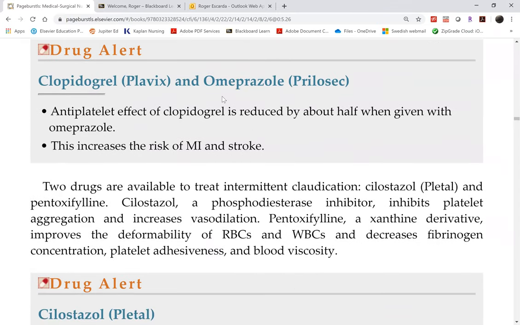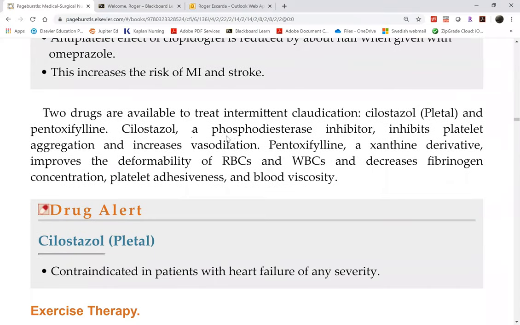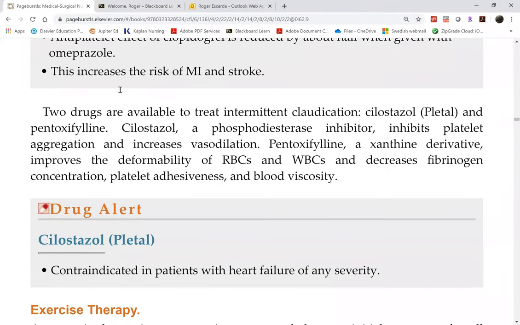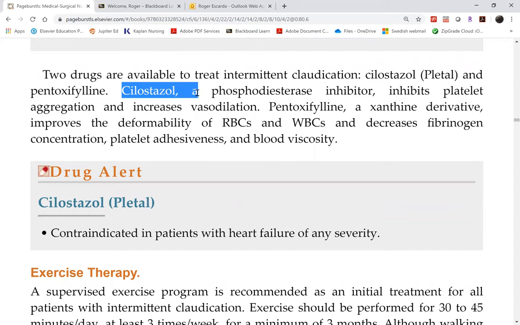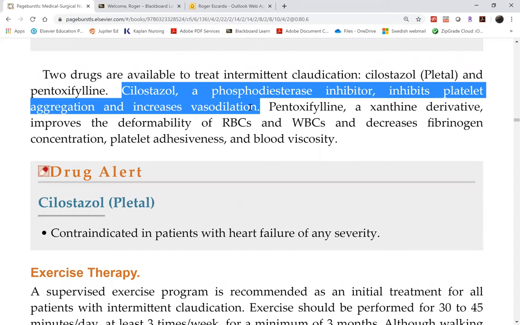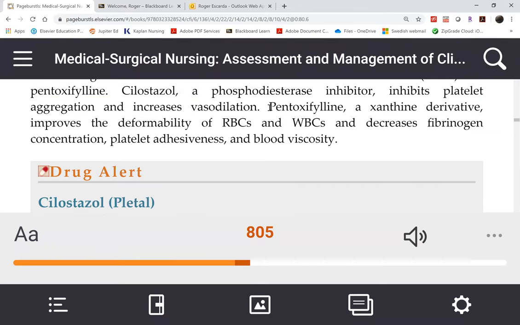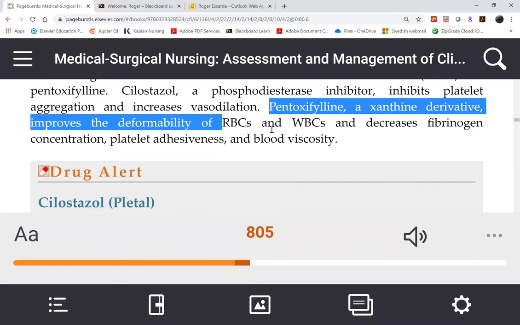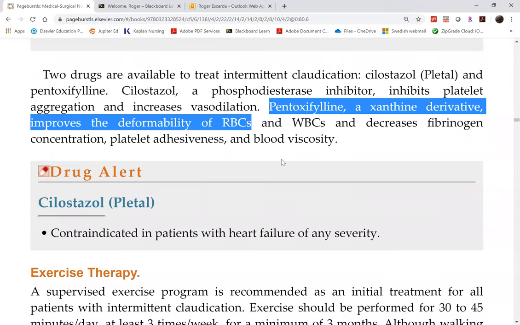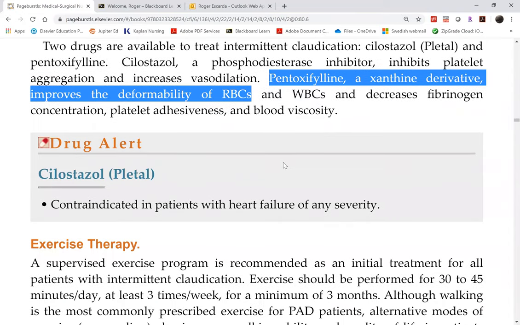And we have a drug alert here. So here is cilostazol. This is the drug that causes vasodilation. It's pentoxifylline that causes the flexibility of the blood cells, allowing them to squeeze through tight spaces. Any questions?